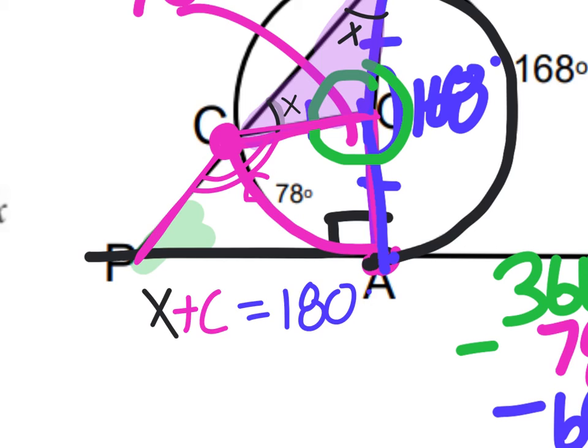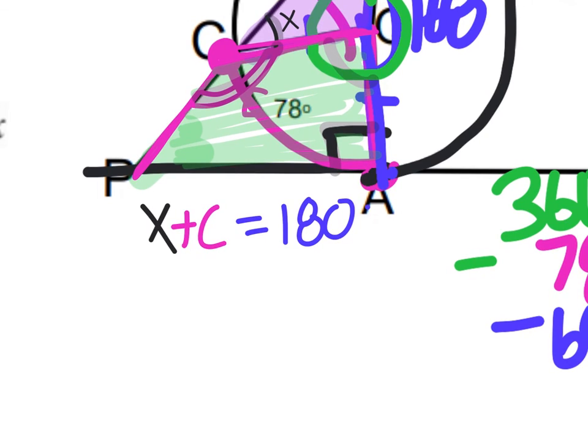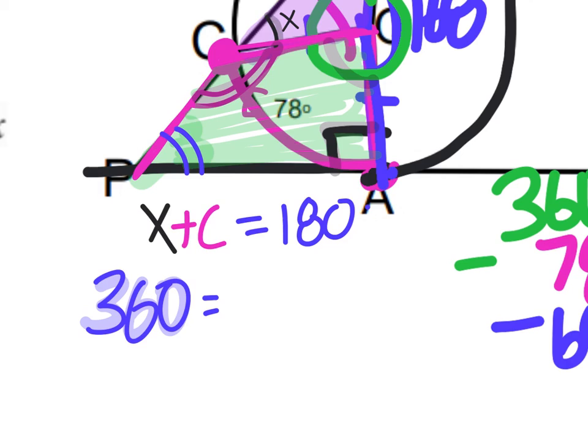Now look what you know. In this quadrilateral right here, you know the 90 degrees, you know the 78 degrees, and you just found the measure of angle C. Since there's 360 degrees in any quadrilateral, you can use that fact to find this missing angle measure.